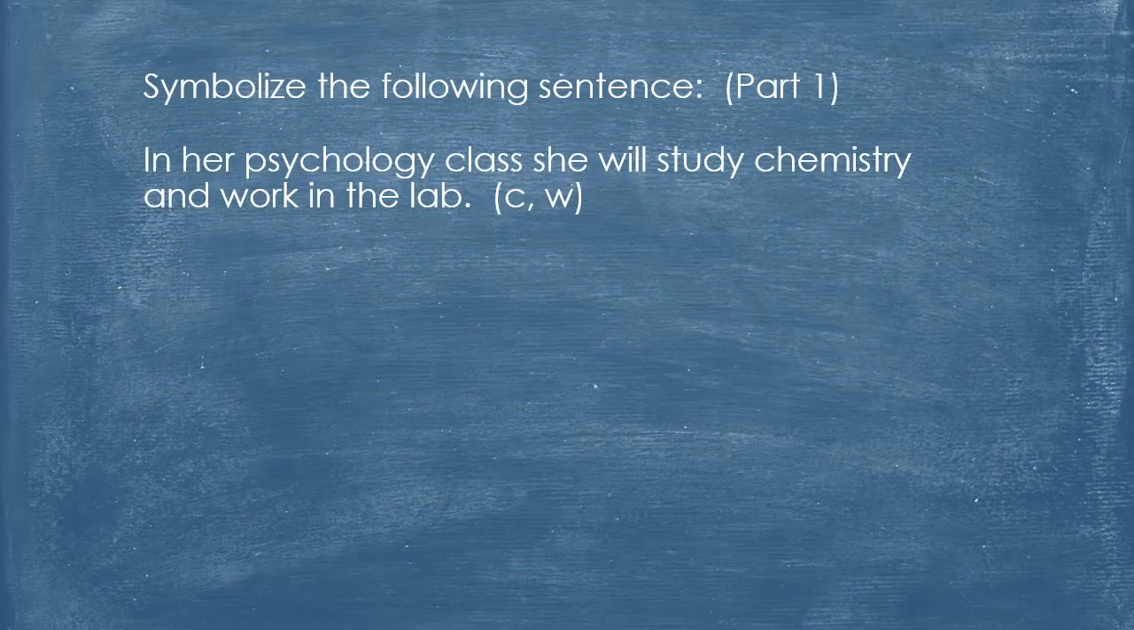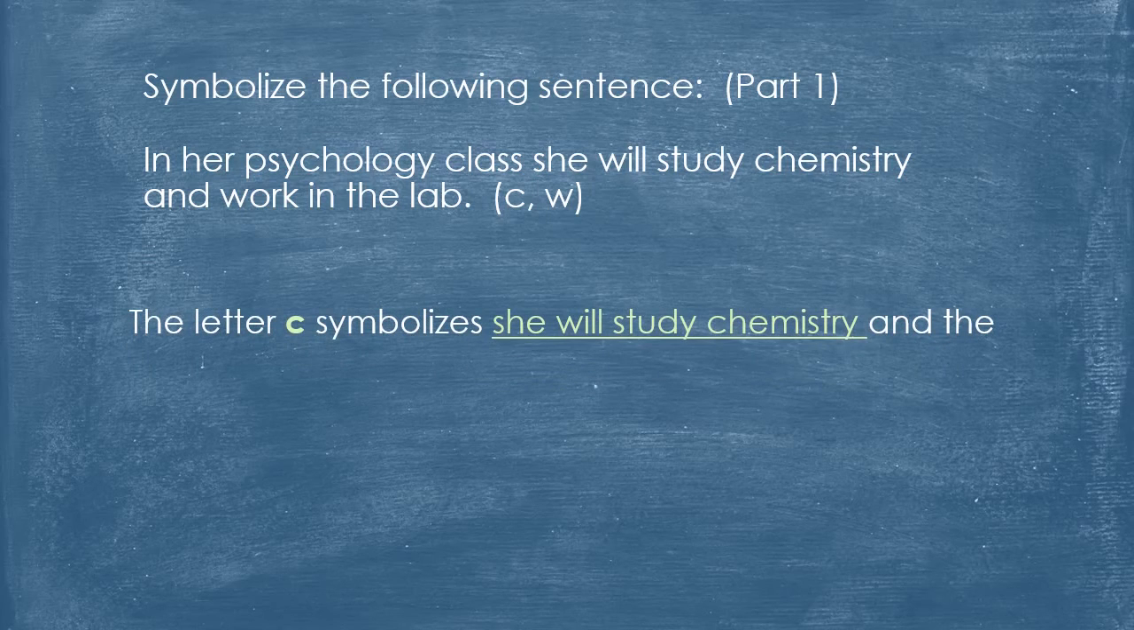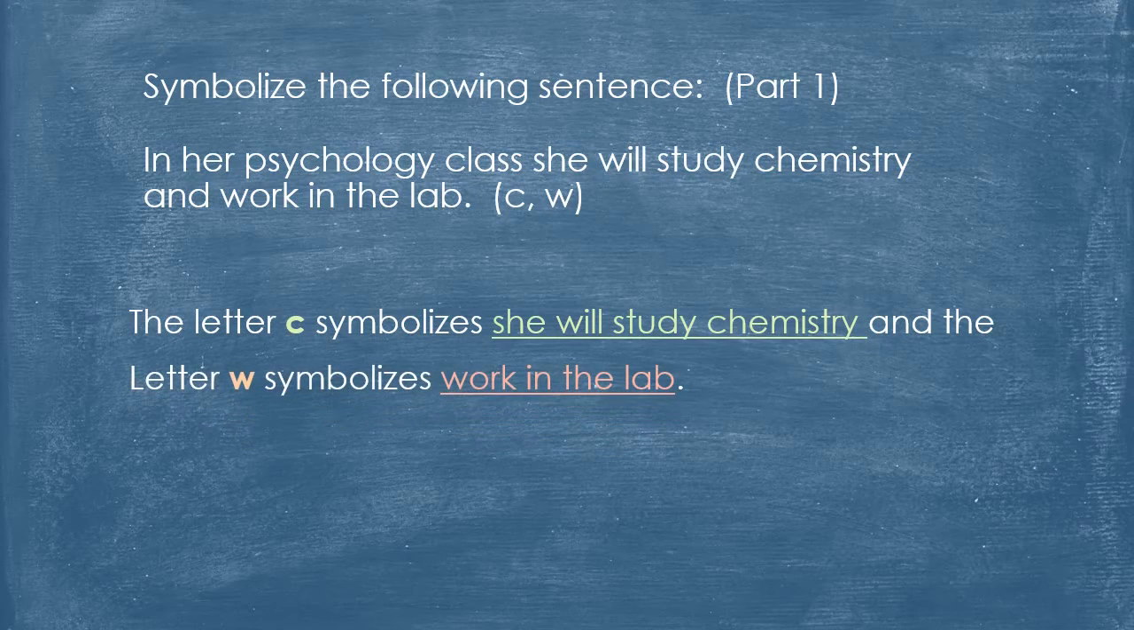Okay, for our second sentence, we have this statement here. This is psychology class. She will study chemistry and work in the lab. The letter C we can use for she will study chemistry. And the W we can use for work in the lab. Notice we don't need any letter to represent in her psychology class. It's more of a modifier or an explanation as to where this study of chemistry is happening. So it really doesn't appear in any of our symbolization of this sentence in logic.